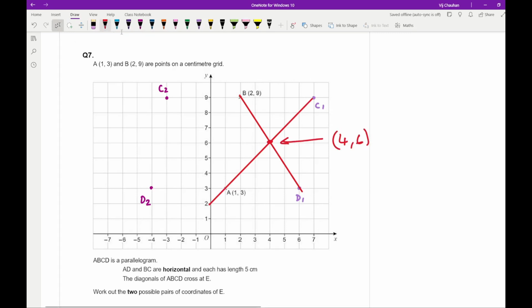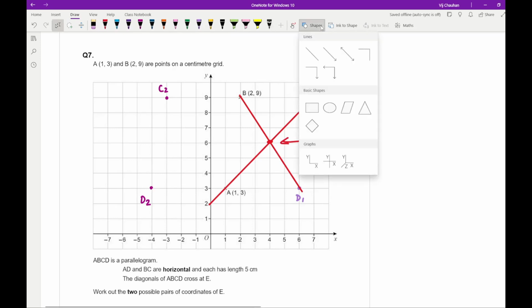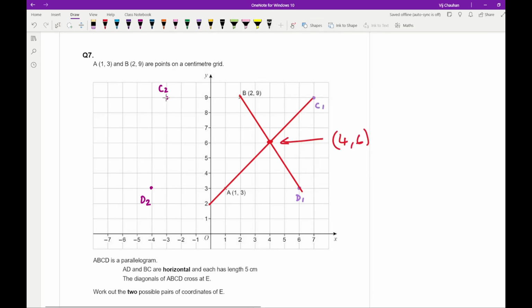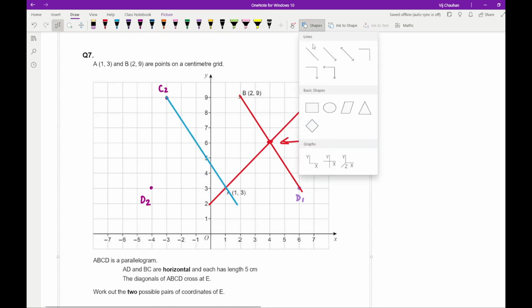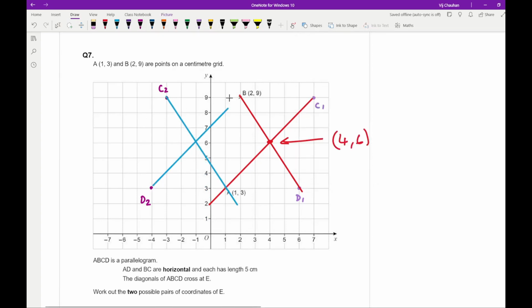Or if I then compare the other diagonals for the second coordinates, like so, and then draw another line like so. Yours hopefully might be a little bit neater than mine. So there's our second one, which is at -1, 6. So our two coordinates then are 4, 6 and -1, 6 in any particular order.